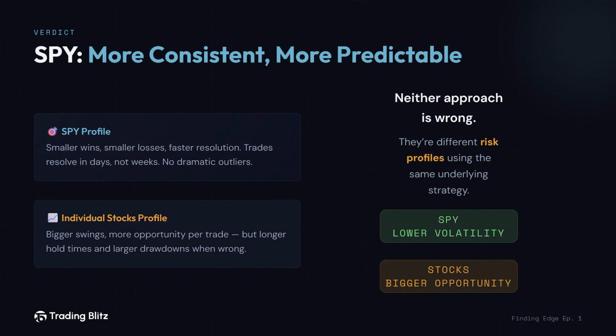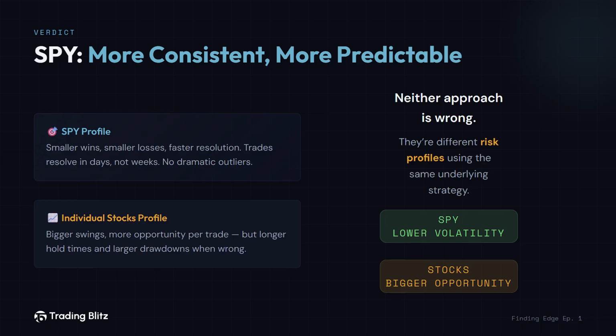So what's our verdict on SPY? The SPY results tell us a pretty interesting story. The higher win rate of 73% versus 66%, the profit factor of 2.42 versus 1.27, yet total P&L came out nearly identical. And so you might be wondering, how is that possible? And really what it comes down to is volatility.